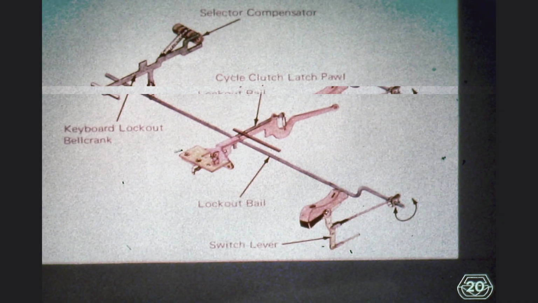One final comment. When the switch is in the off position, the lockout bail positions itself under a downward-reaching extension of the cycle clutch latch pawl. This enables the bail to also prevent the engagement of the cycle clutch. Very simply, then, do not expect to be able to depress an interposer or hand cycle a printing operation when the on-off switch is in the off position.